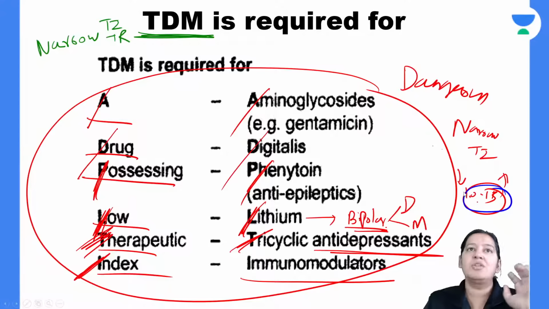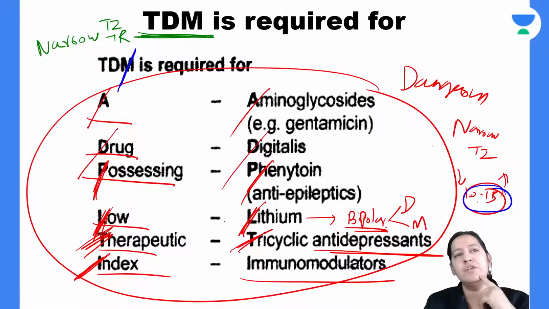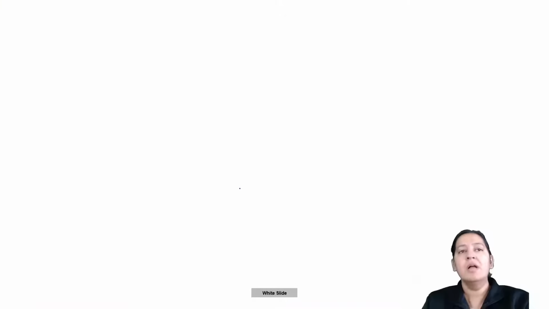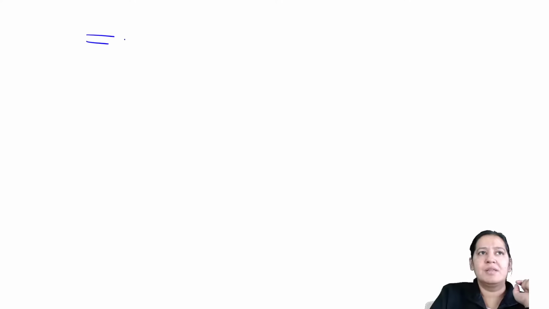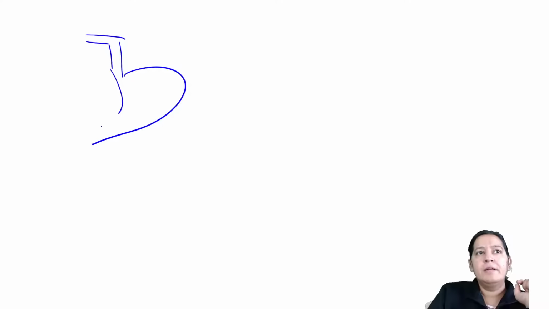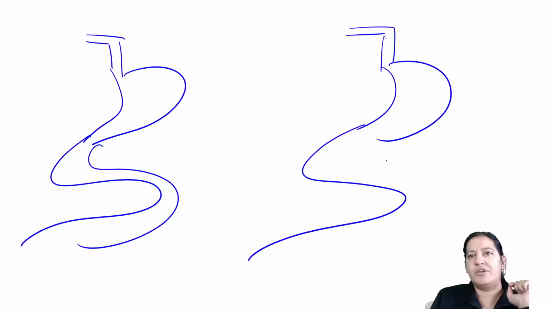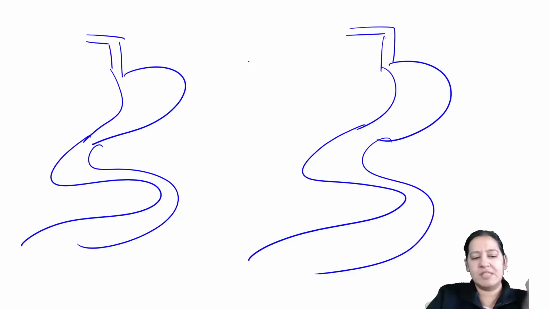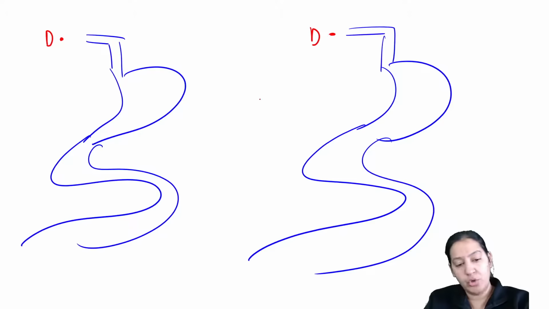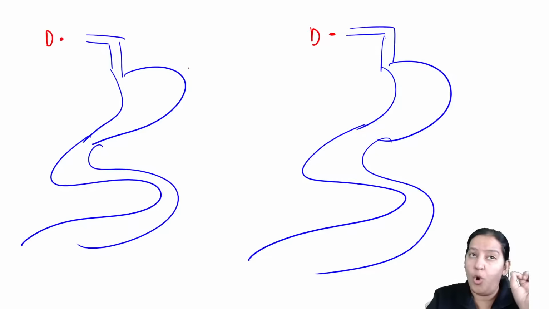So for these drugs, you have to do the monitoring. How will you do the monitoring? Just suppose there are two patients in front of me. This is the first patient, this is the GIT of the first patient, right? And this is the second patient, this is the GIT of the second patient, right? Suppose both have heart failure. So you want to give digitalis to this patient and also to this patient. Now digitalis is a drug with low therapeutic index, right?